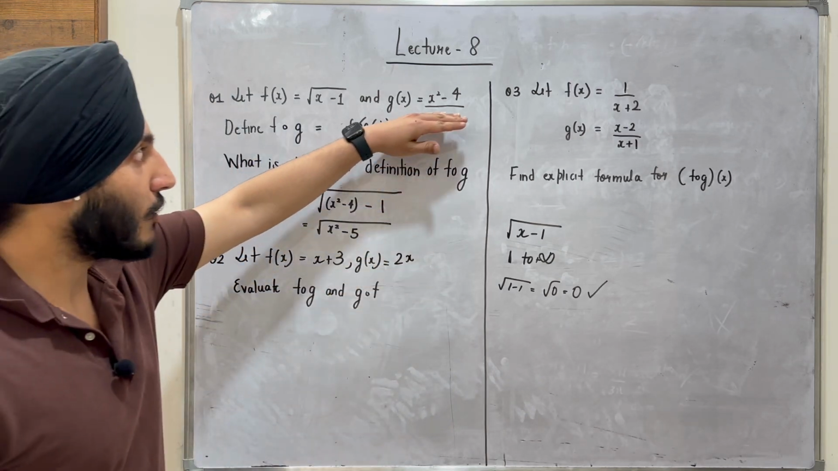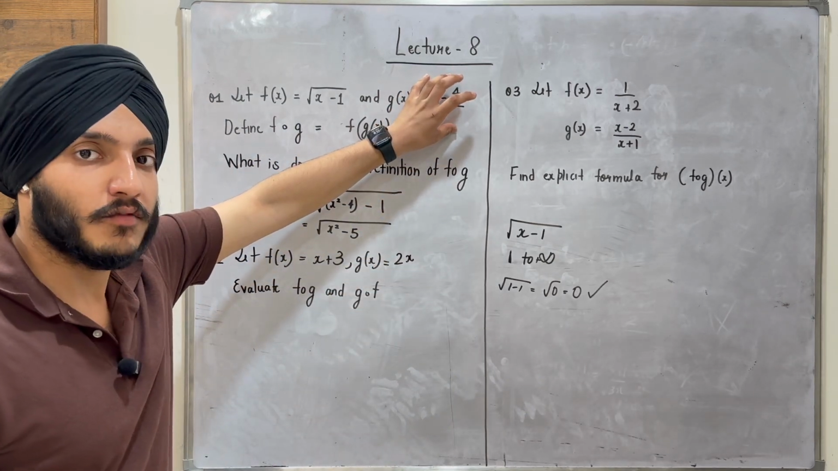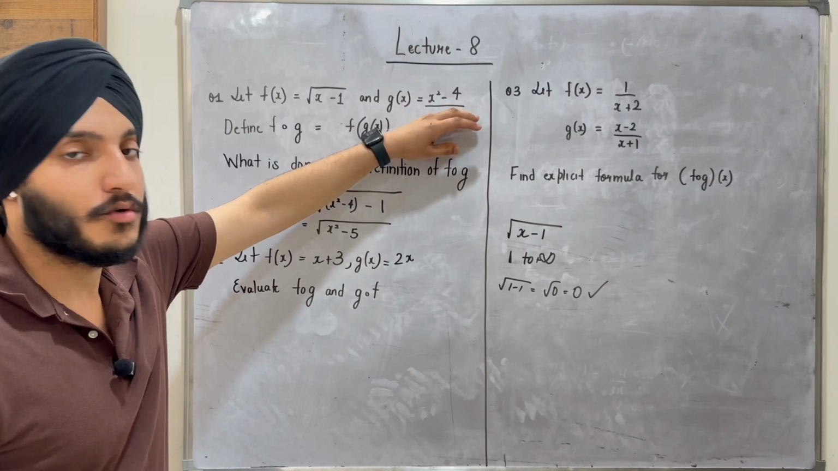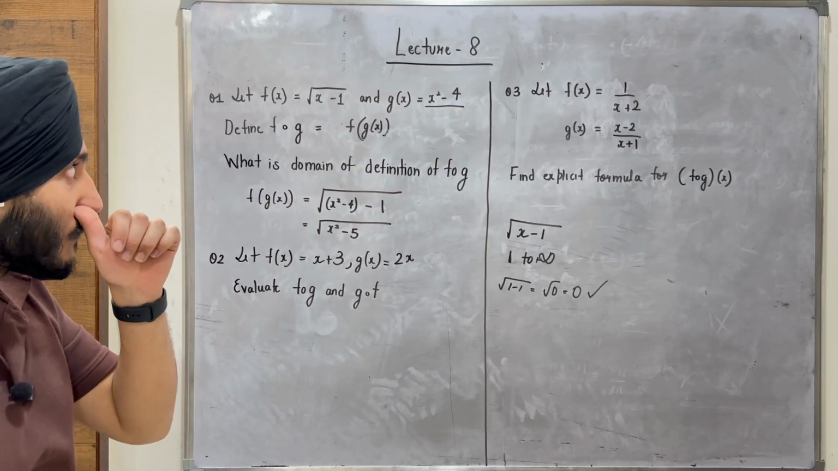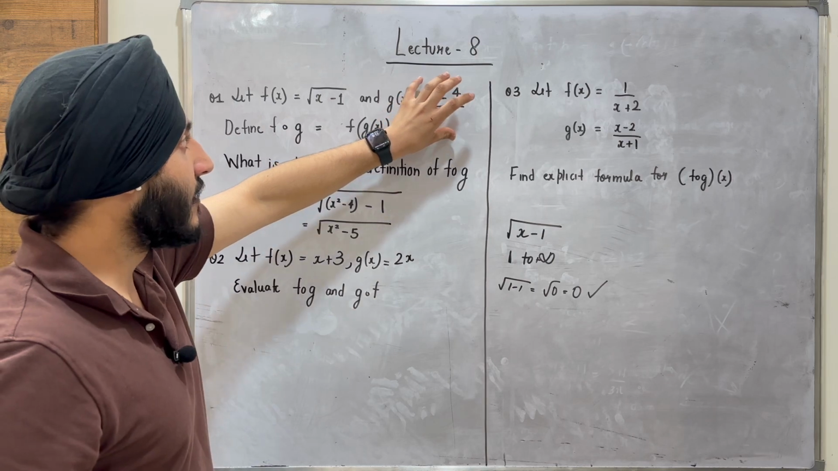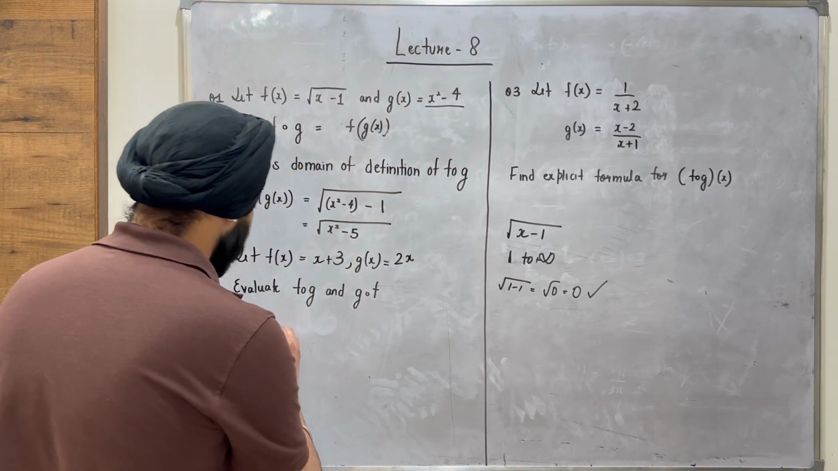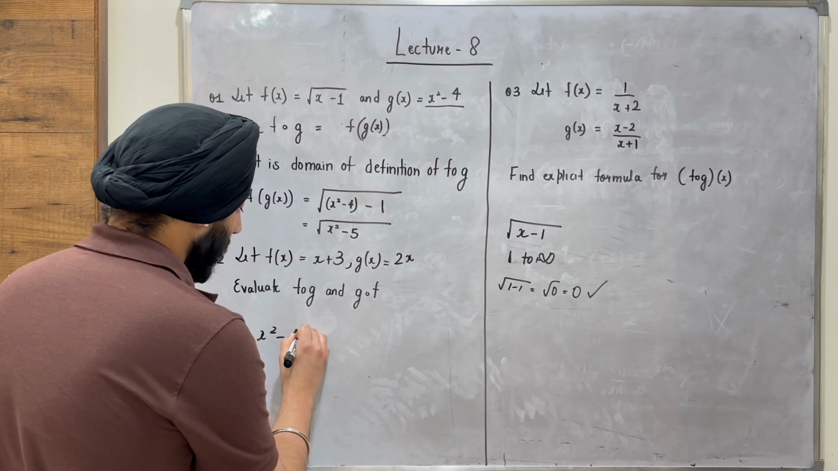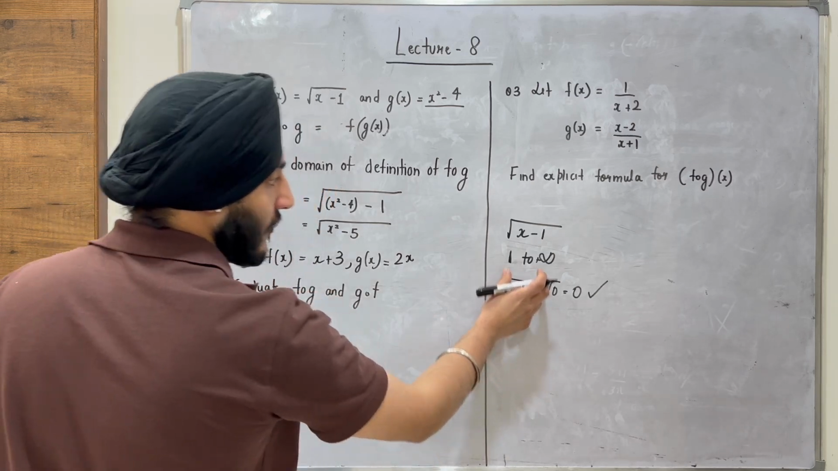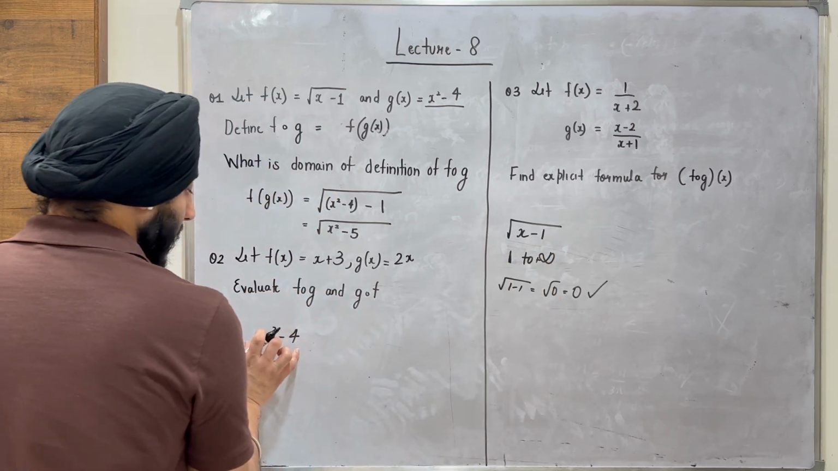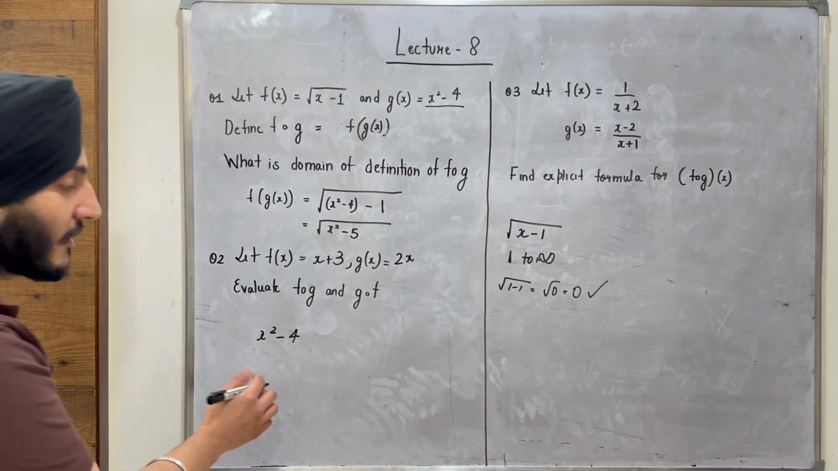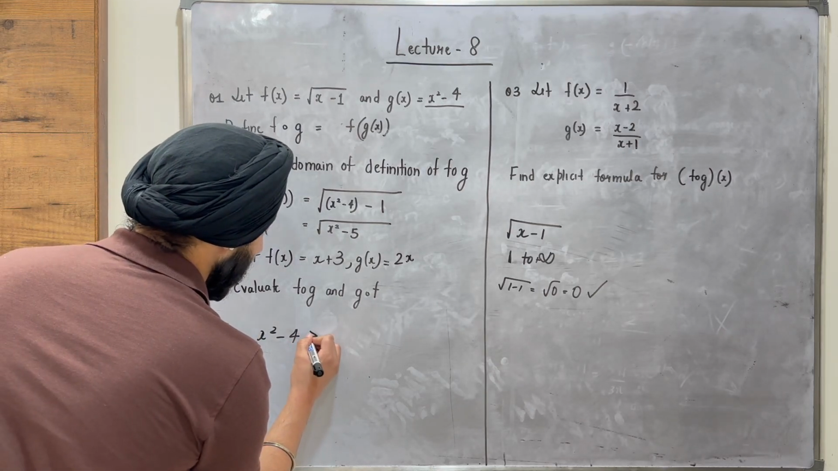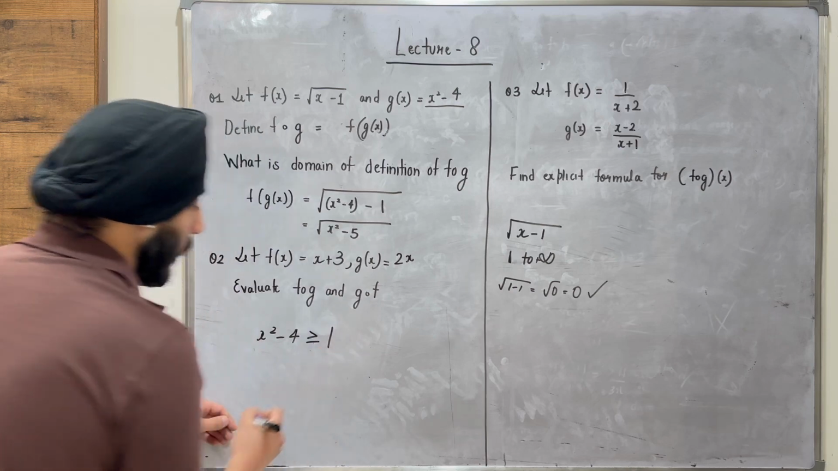So what should be the result of these values that I'm allowed to get? Basically, this entire result, x square minus 4. Now if you think about it, in this I can put a value which is 1 to infinity. That means the result that I get for the g of x has to be greater than or equal to 1.